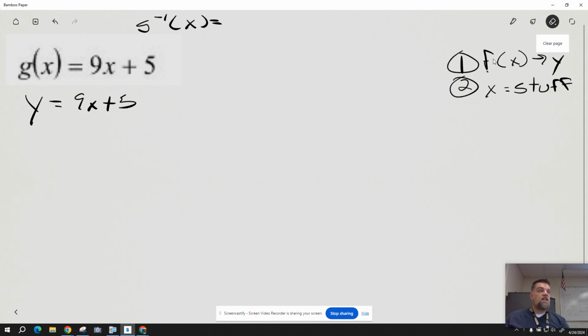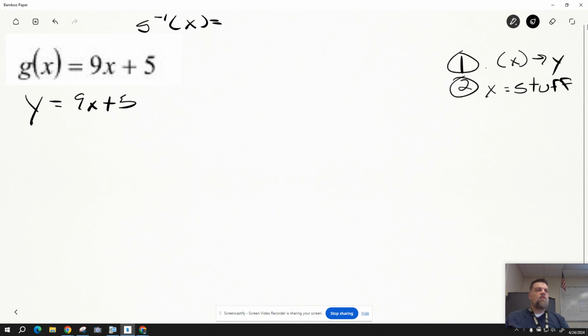So we have to find the inverse of this function, g of x equals 9x plus 5. Normally we would say wherever there's an f of x, replace it with y, but in this case it's g of x. It's still kind of the same thing. So I put y in wherever there's a g of x.